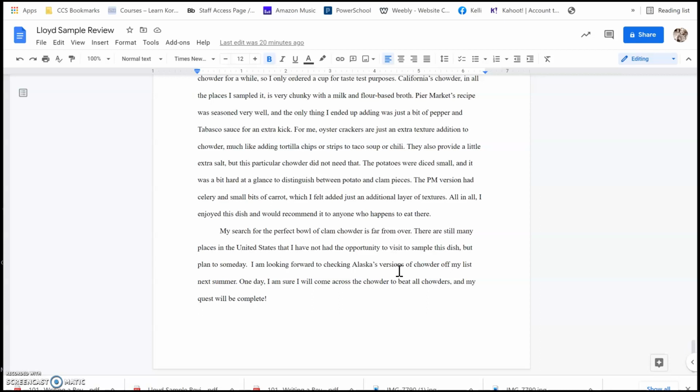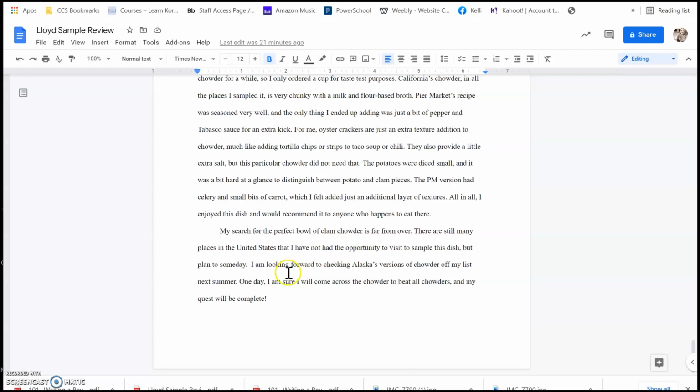So you've read all of these things about the different types of chowder that I tried. And then I need to conclude that in some way. I need to close out my review and to tell my reader that I'm still looking for perfect clam chowder. I'm going to Alaska next year. I'm going to try all their chowder too. People might think that's weird, but it's just my thing. It's what I like to do. So I talk about that, and then I end with a concluding sentence that just ties my paper together. One day I'm sure I'll come across the chowder to beat all chowders, and my quest will be complete.